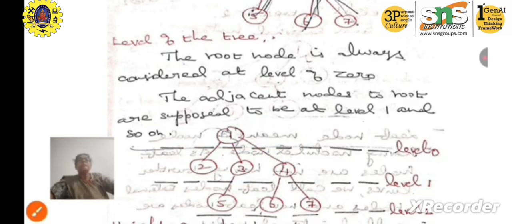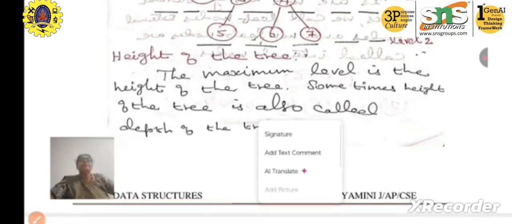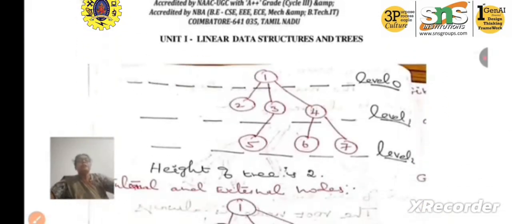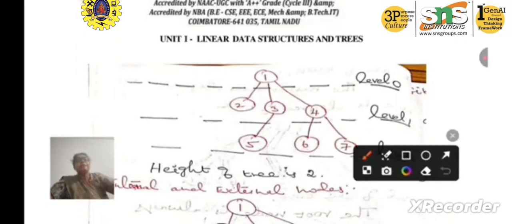Next one is the height of the tree. The height of the tree is the height of the root node, that is, the longest path from the root to a leaf node. For example, the longest path is from 1 to 4 and then 4 to 7. This is the longest path. The height of the tree is 2.